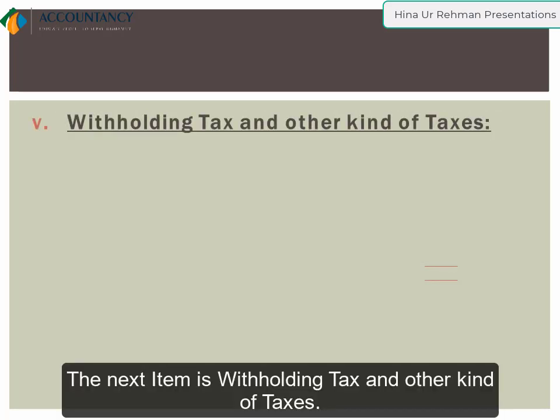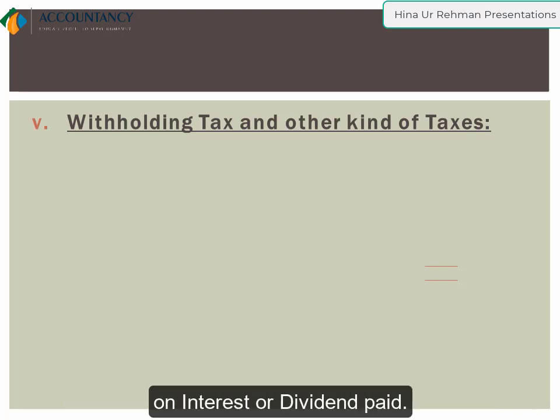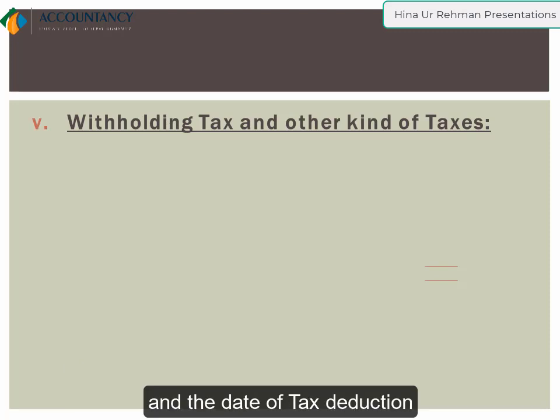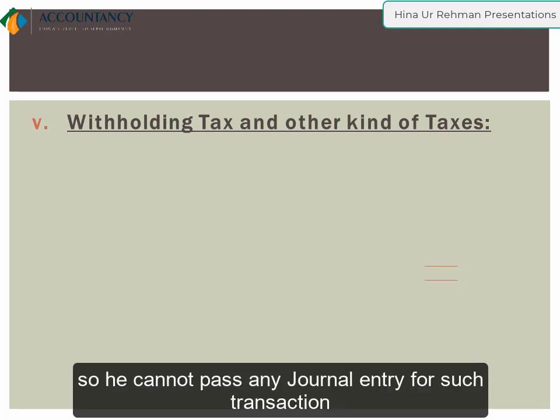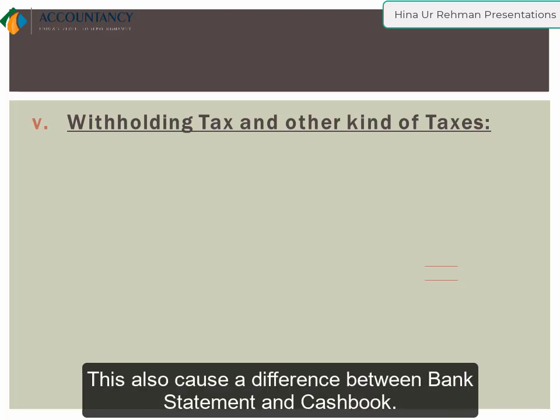The next item is withholding tax and other kinds of taxes. Withholding tax is a deduction made by banks or other financial institutions on interest or dividends paid. The accountant at a business unit may not be aware of such tax and the date of tax deduction, so he cannot pass any journal entry for such a transaction unless he receives a bank statement. This also causes a difference between the bank statement and the cash book.